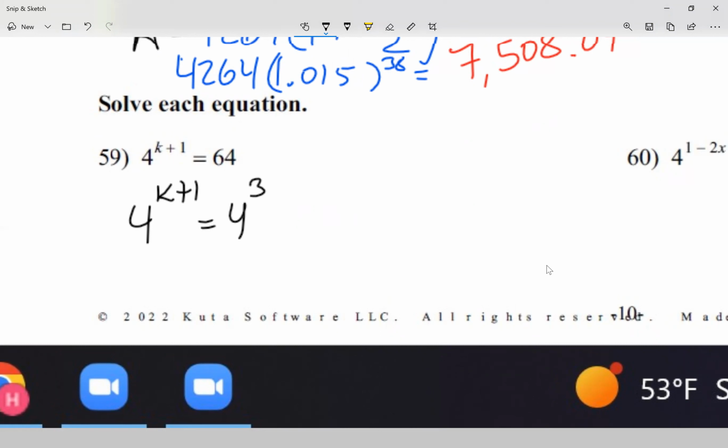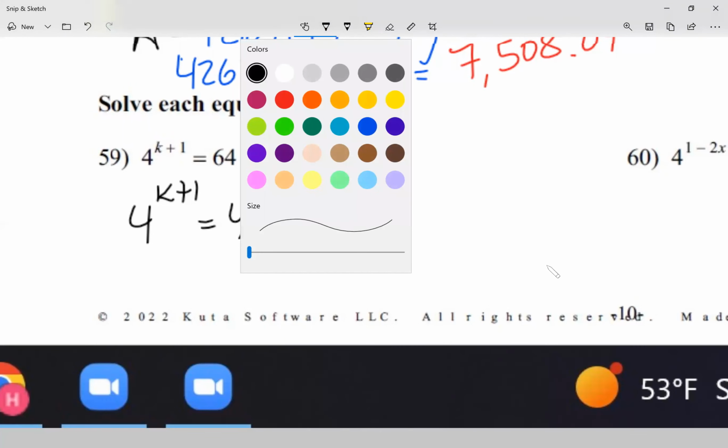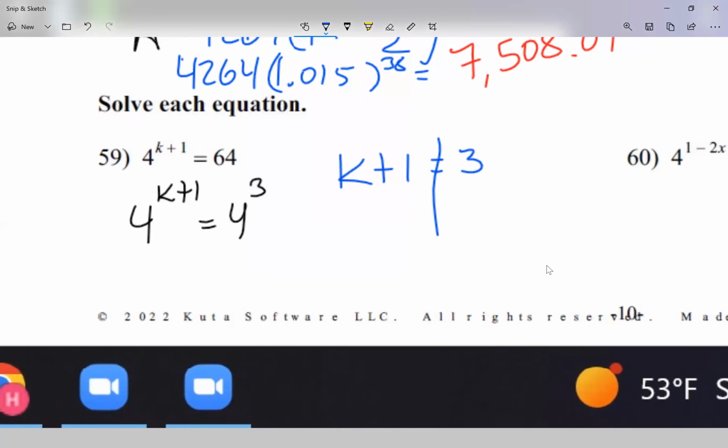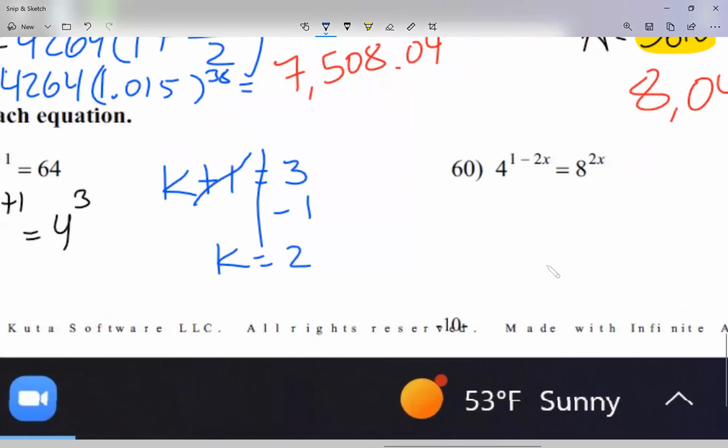Now, as soon as I have the bases equal each other, I'm just going to let the exponents equal themselves. So k plus 1 equals 3. Solve for k. Let me separate them through the equal sign. The plus 1 on the left side, let me move it to the other side as a minus 1. Got to switch the sign. So I get that k is equal to 2. Easy.